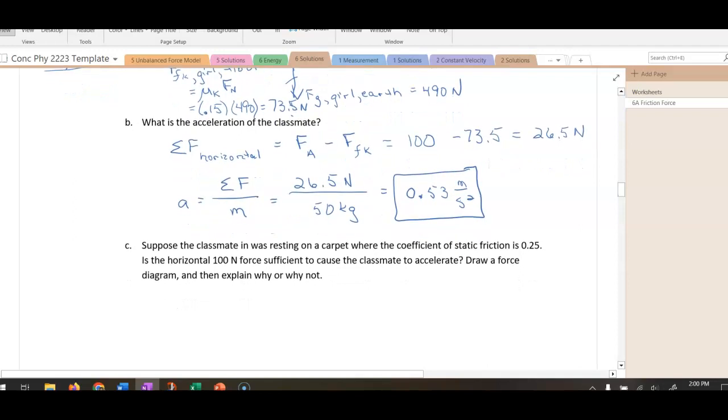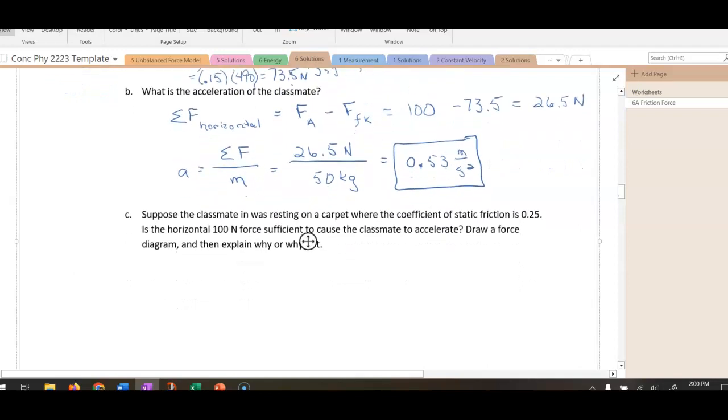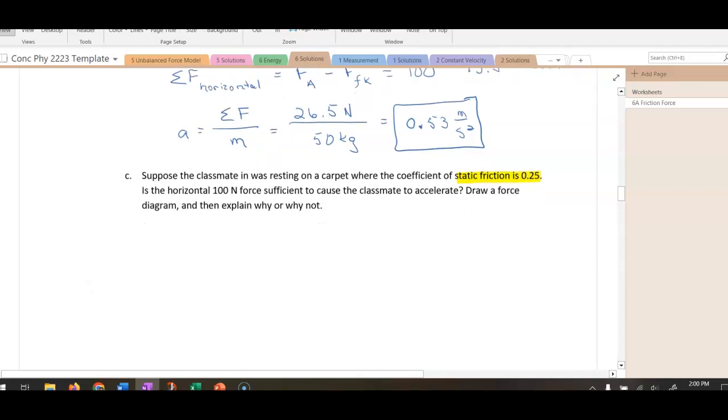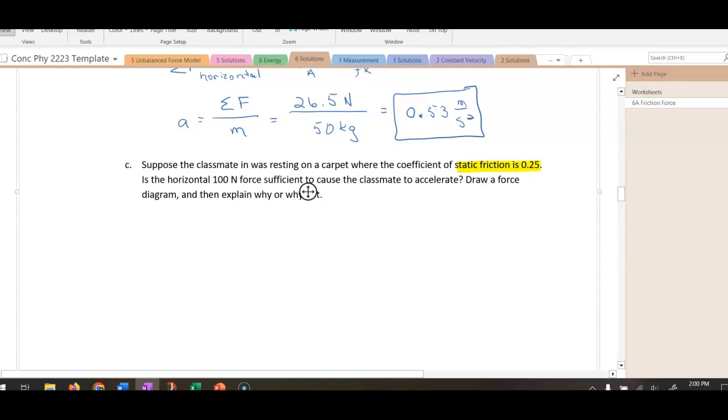Part C says, suppose this girl is resting on carpet where the coefficient of static friction is 0.25. Is that 100 newtons of horizontal force going to be enough to cause her to slide across the carpet? We're talking about the same weight. She still has a weight of 490 newtons. That is still the normal force. The applied force is still 100 newtons.